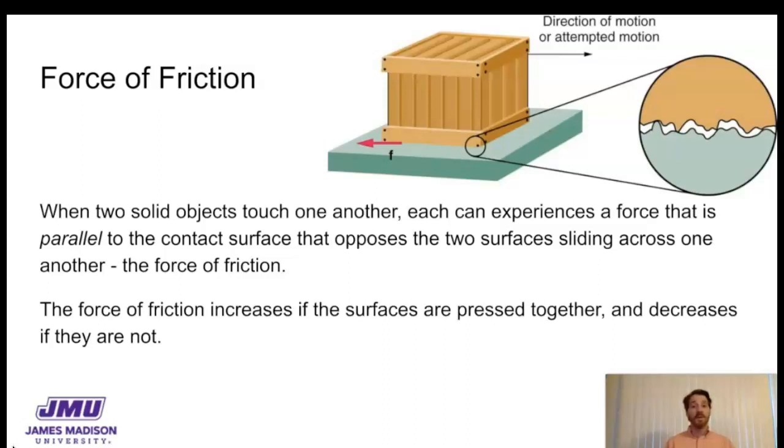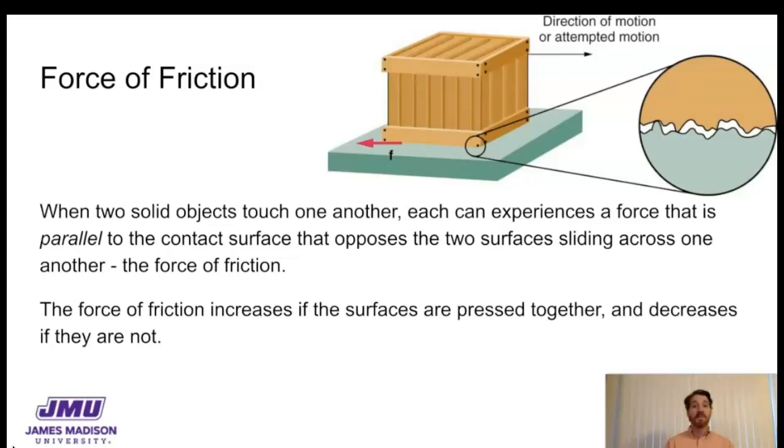It doesn't always appear. And in this video, I'd like to talk a little bit about why it does and why it doesn't sometimes. As it says here, the force of friction increases if the surfaces are pressed together and decreases if they're not. So that means that the force of friction is proportional to the normal force. That's what that is when we talk about the force between the two objects when they're pressed together.